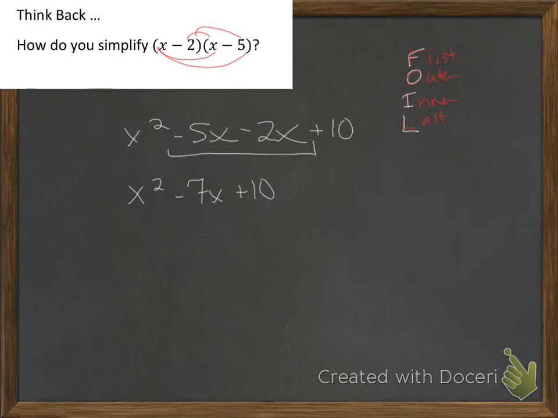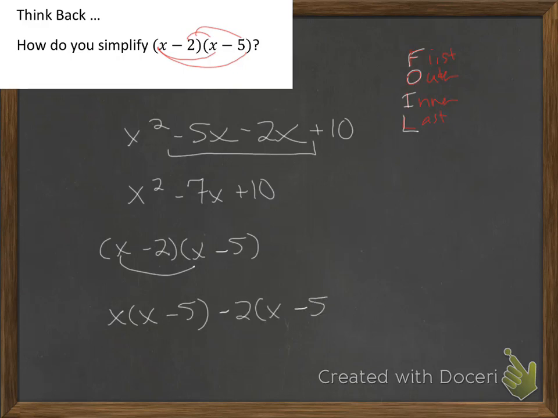Okay, sometimes students don't like that method. Another way to do it is to rewrite it as x times this whole thing. So you could have x times the quantity x minus 5, and then you have a minus 2 times x minus 5. Okay, then what we would have to do is use our distributive property twice. Okay, and of course we would still get the same answer.